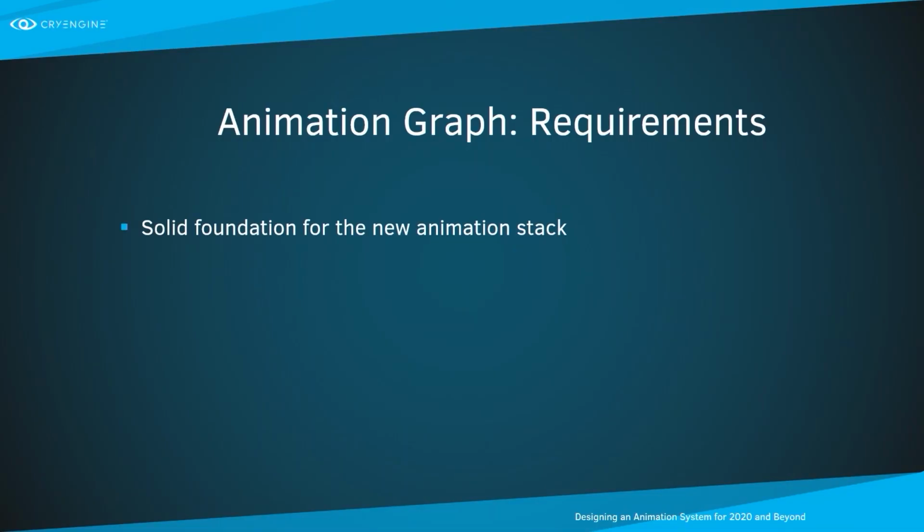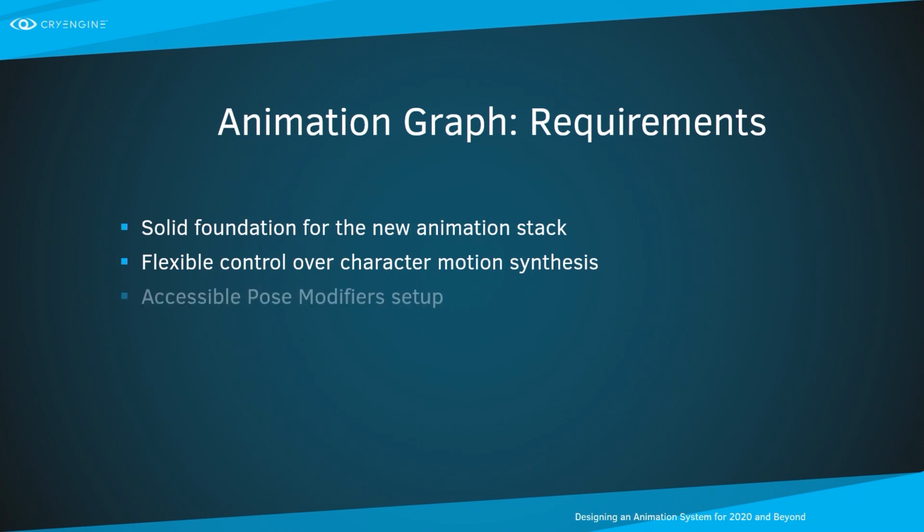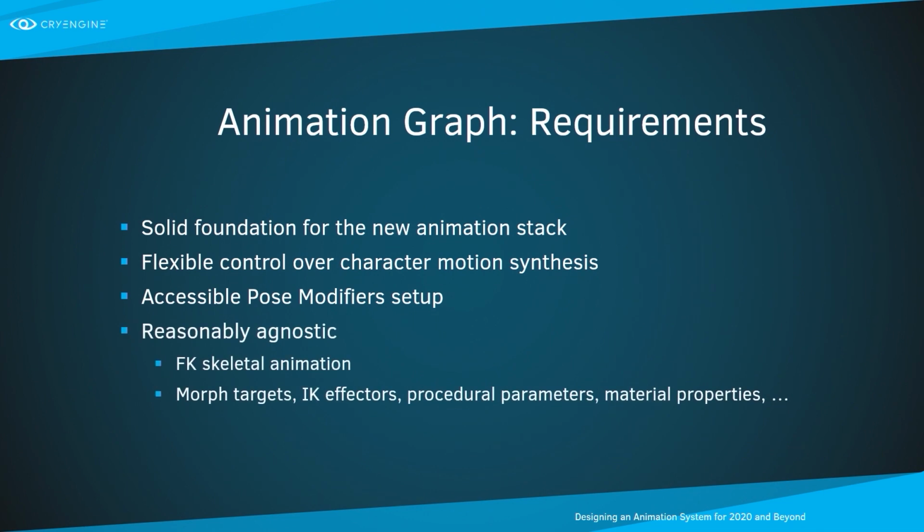Right? What were the initial requirements for our animation graph? Well, first of all, it needs to be a solid foundation for the animation stack, obviously. At the same time, we want to empower designers with more control over how the corrected pose is being evaluated. We want the pose modifier framework to become more accessible because it's a really powerful feature and we'd like people to experiment with it a little bit more.